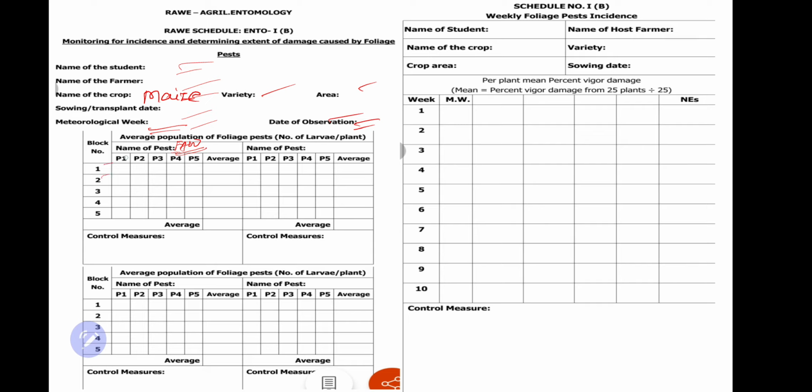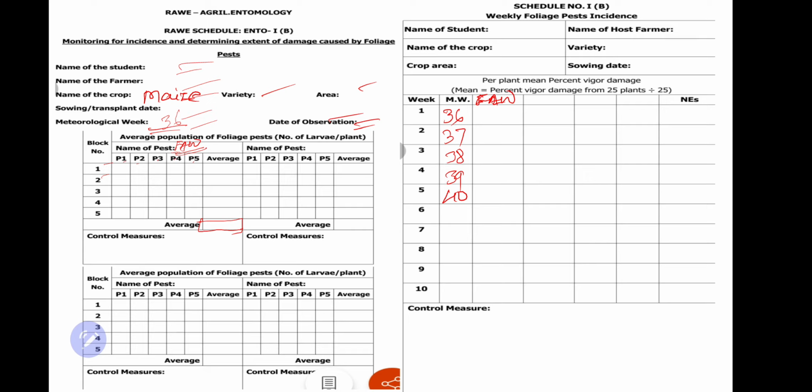Similarly, 5 blocks, and in each block there are 5 plants. Number of larvae you have to mention here. Count the number of larvae and make its average for block number 1. Similarly, collect the data of all that 5 and make a final average for the meteorological week. Suppose the meteorological week here is 36. Mention in the average sheet 36, and the pest is Spodoptera litura or fall armyworm on maize. 37, 38, 39, 40. So these are the 5 consecutive weeks. We have to make independent sheets for this.